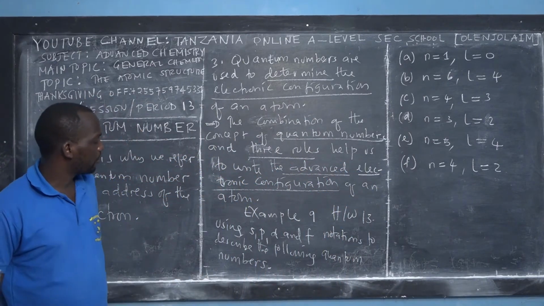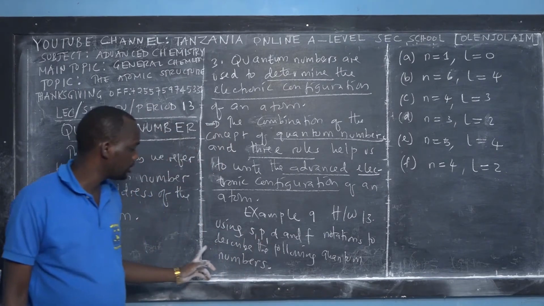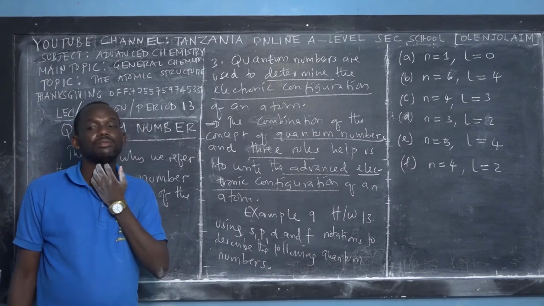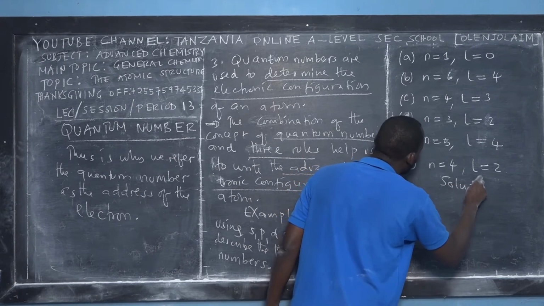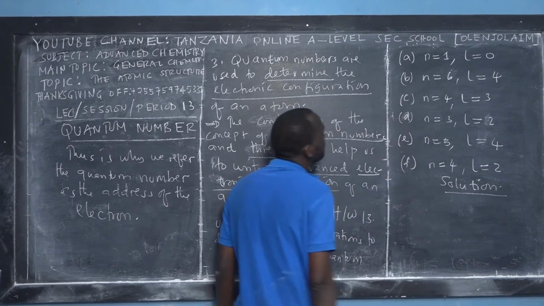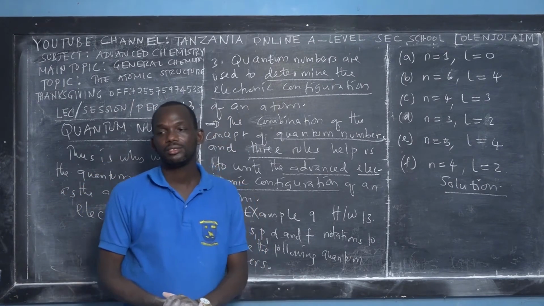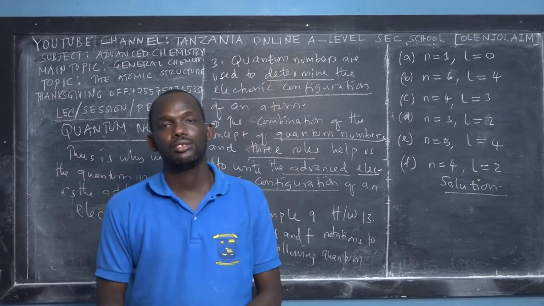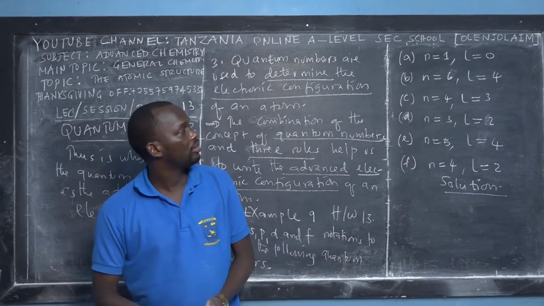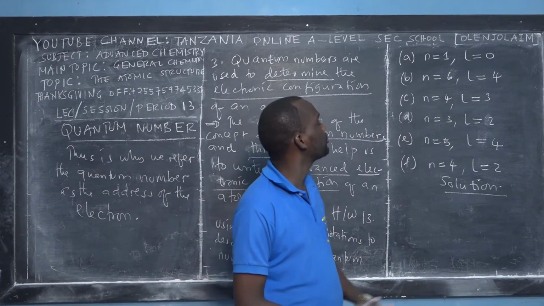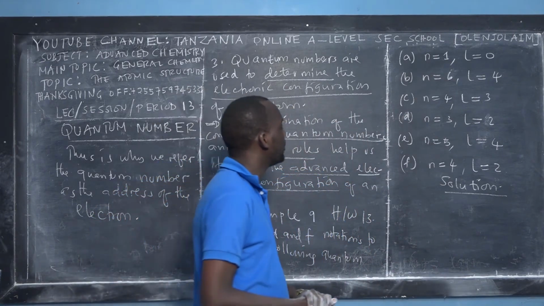The question states: using S, P, D or F notation to describe the following quantum numbers. So, my dear student, how can you solve this question? First of all, the starting point, what are we given? We have 4 quantum numbers: principal quantum number, subsidiary quantum number, magnetic quantum number, spin quantum number. So in all of these 6 questions, we'll be given the principal quantum number, denoted by n, and the subsidiary quantum number, denoted by l.